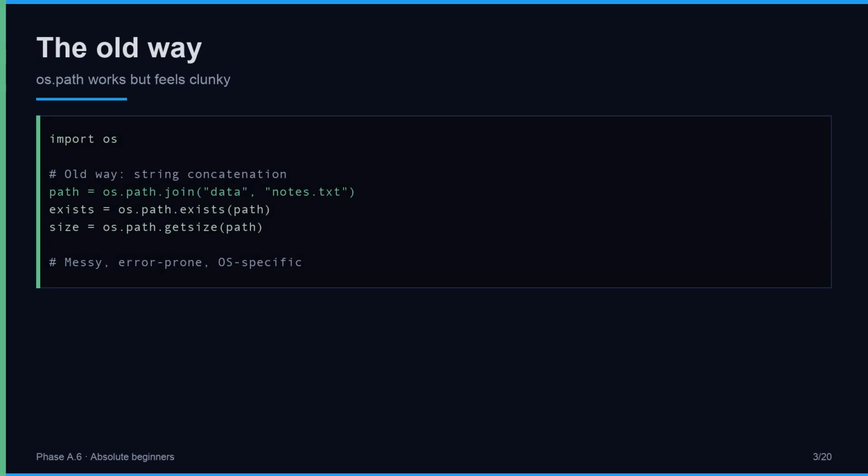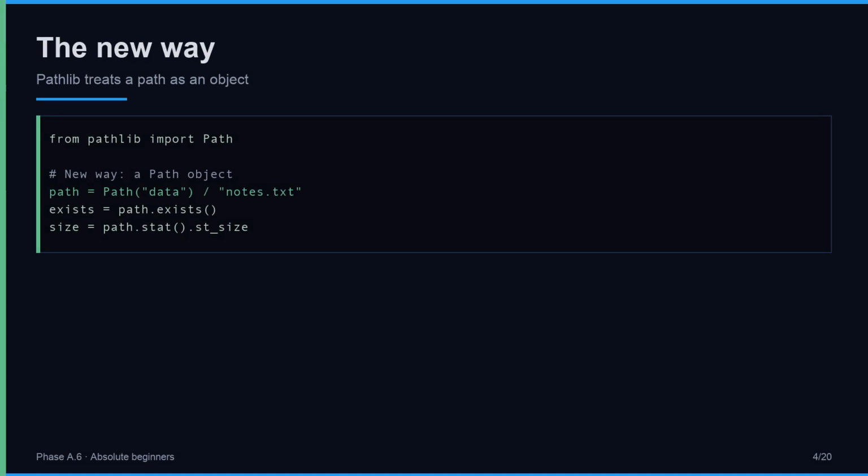Here is the old way, using the os module. You join folder names with os.path.join. You check existence with os.path.exists. You get size with os.path.getsize. It works, but every operation is a separate function on a plain string. The path itself is not smart, it is just text passed between functions. It feels clunky, and it is easy to mix up argument order. The old way works.